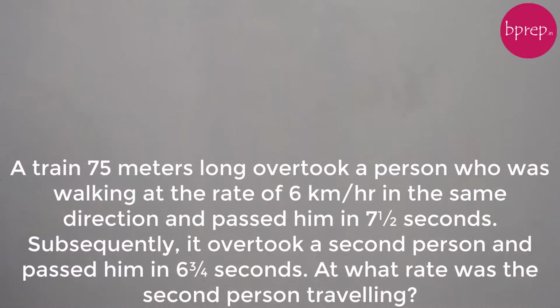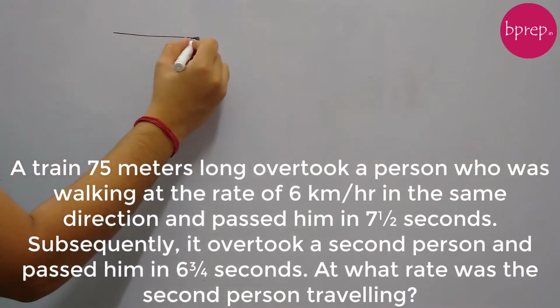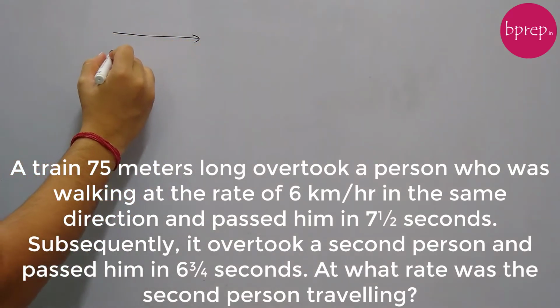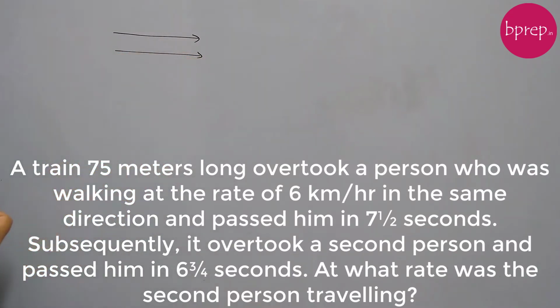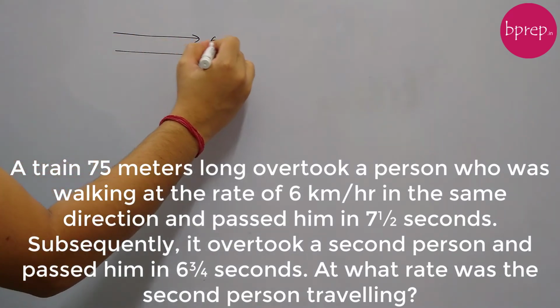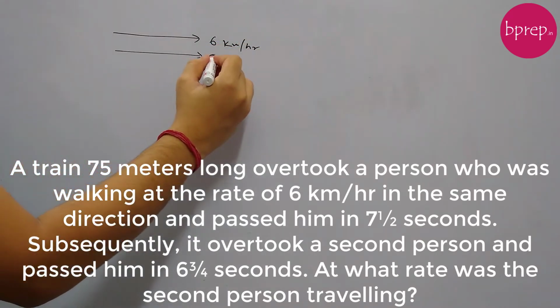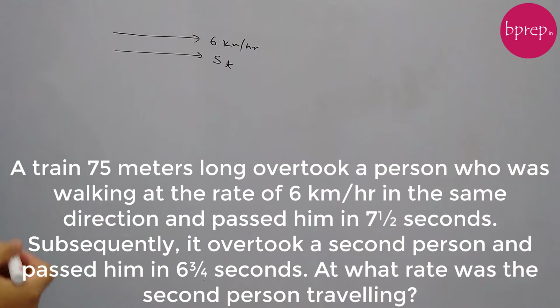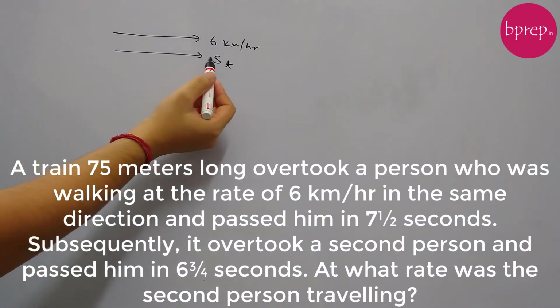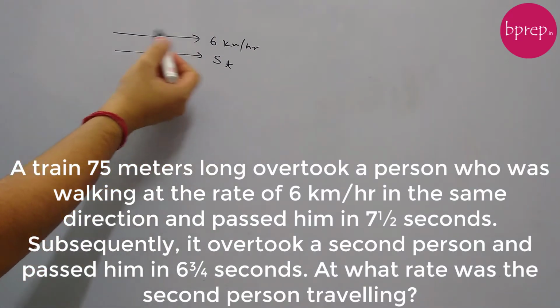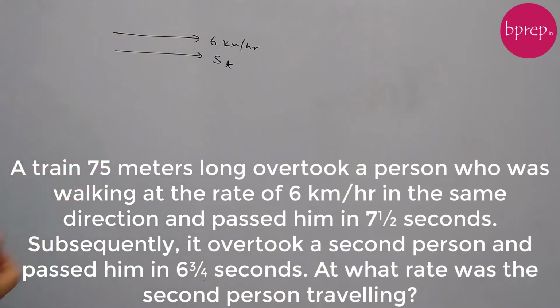Let's start. A train 75 meters long overtook a person who was walking at the rate of 6 kilometers per hour in the same direction and passed him in 7.5 seconds. Okay. So let's say the man is moving in this direction and the train is also moving in this direction. The speed of this person is 6 kilometers per hour and the speed of the train is not given, so let's say this is st. Okay. And the train is taking 7.5 seconds to cross this person, when both are walking.